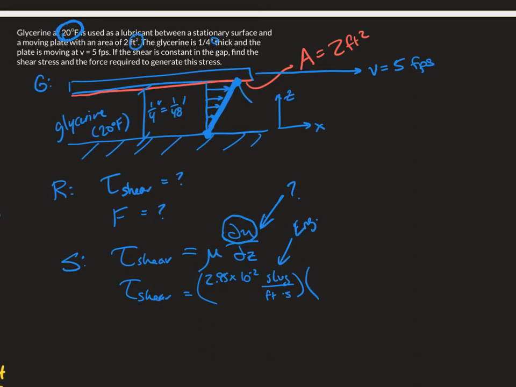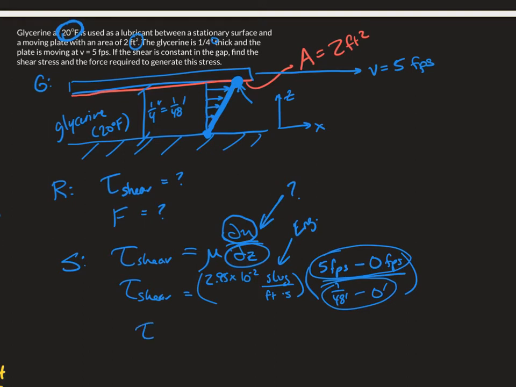So the velocity up here is 5 feet per second. The velocity down here is 0 feet per second. Now how much did z change? Well, at the top it was 1 over 48 feet, and down here it was at 0 feet. So the change in velocity over the change in height. We can plug all that in. We get 708.